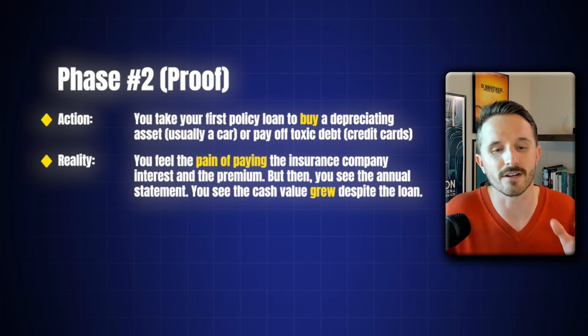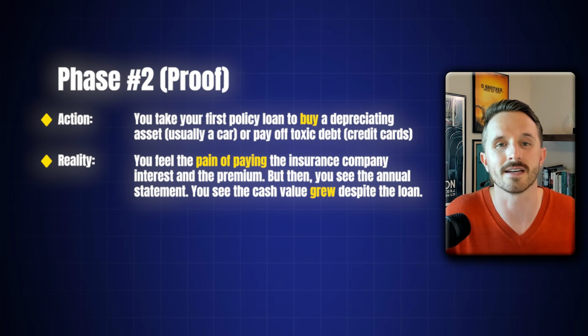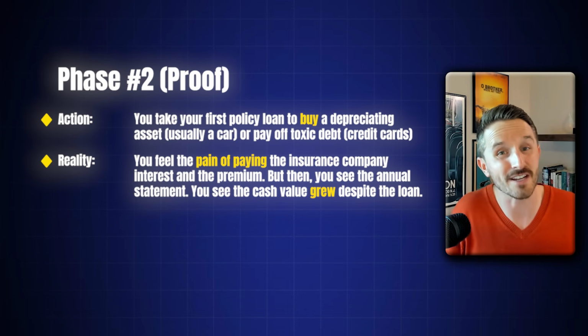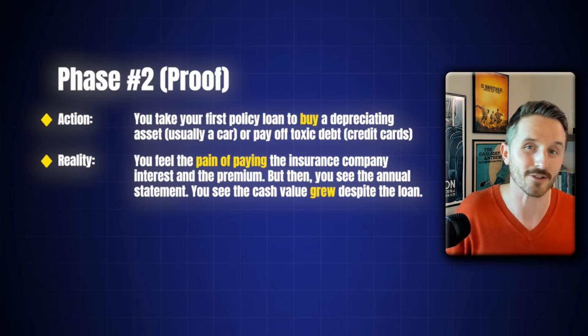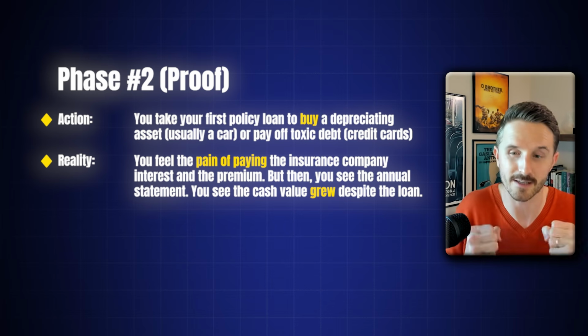Now, the reality is you're going to feel during this time the pain of paying the insurance company interest and the premium. But then you see the annual statement, and you see that the cash value grew despite your loan, which is going to feel really good. So this is the proof phase.